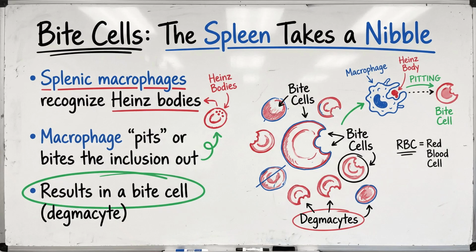The result? A cell that, on a Wright stain, looks like an apple with a bite taken out of it. We call these bite cells, or degmacytes. It's the spleen's way of trying to clean up the mess, but it leaves the red blood cell permanently disfigured. And sometimes we see the stage right before the bite.